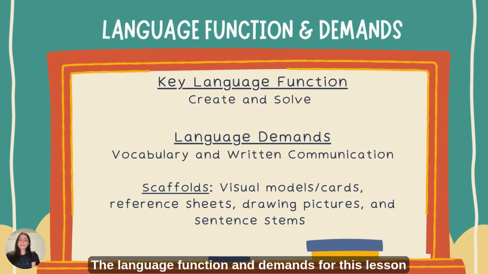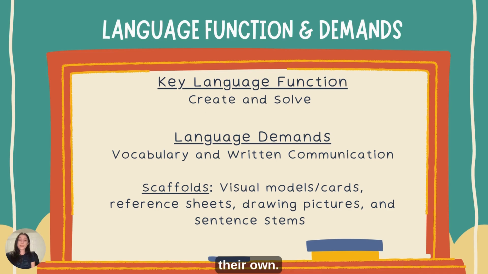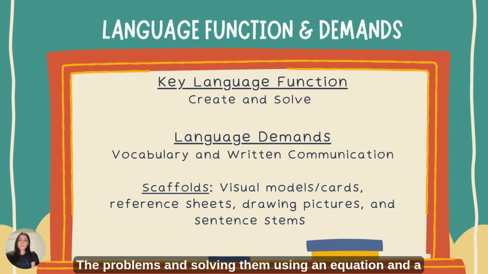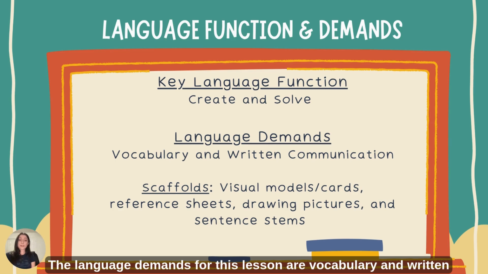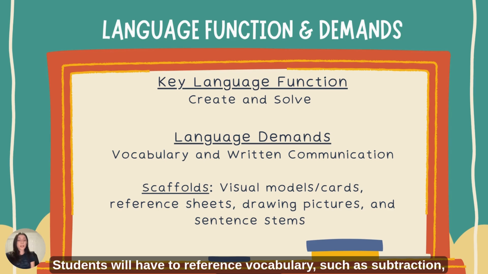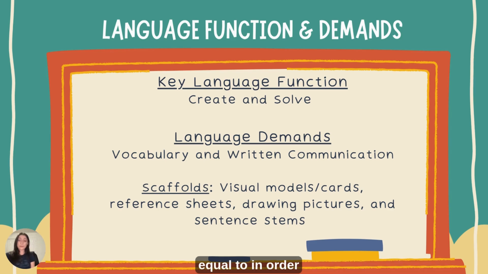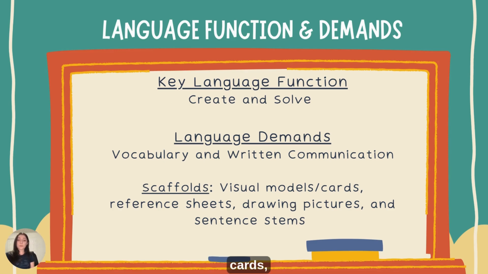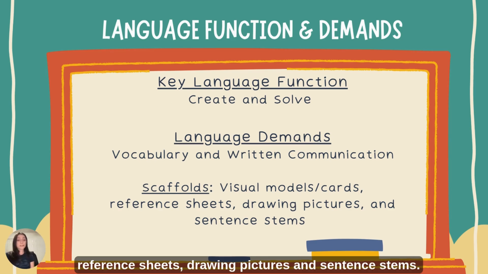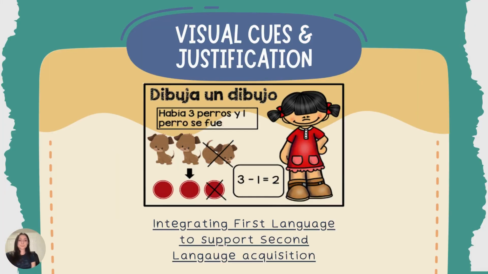The language function for this lesson is create and solve, because students will be creating their own word problems and solving them using an equation and a picture. The language demands for this lesson are vocabulary and written communication. Students will have to reference vocabulary such as subtraction, addition, equal to, in order to communicate a word problem and represent a situation. The scaffolds included in this lesson are visual model cards, reference sheets, drawing pictures, and sentence stems.